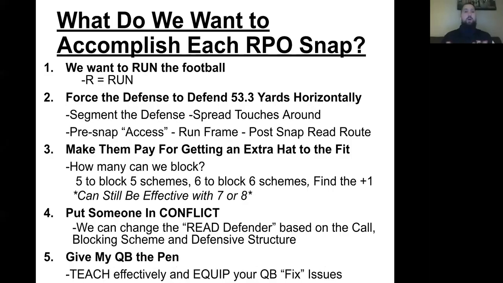So let's talk about what we want to accomplish each RPO snap. Each RPO snap, we want to run the football, right? One of our biggest RPO downs is 1st and 10, most of the time because we see base structure on 1st and 10. But we want to run the football, and we use the RPO, and Brent Dearman at Kansas does a phenomenal job explaining how your quarterback's job is just to fix it. If something presents a problem for our run system, then just fix it, and we have the routes and the tools for him to be able to do that.